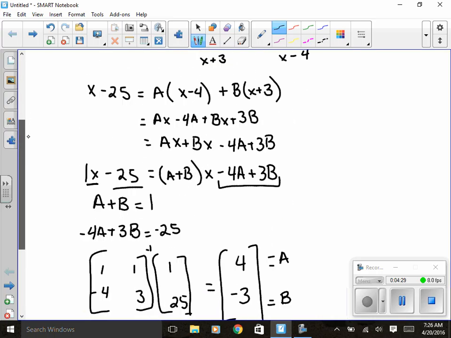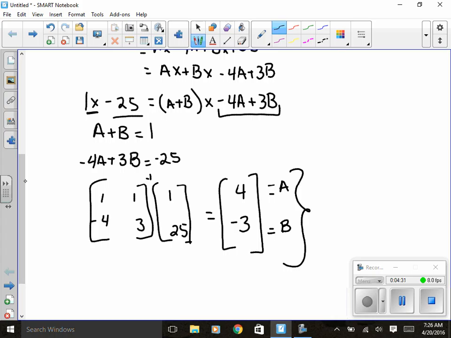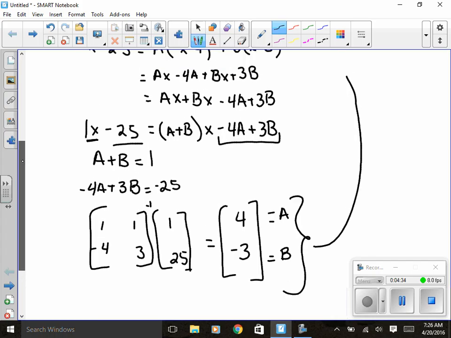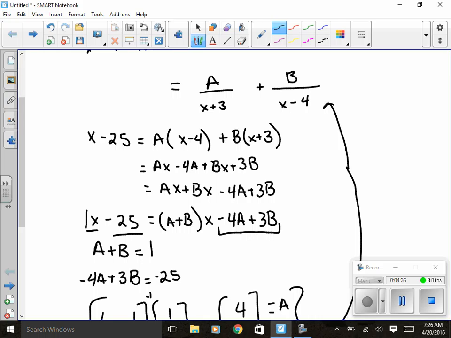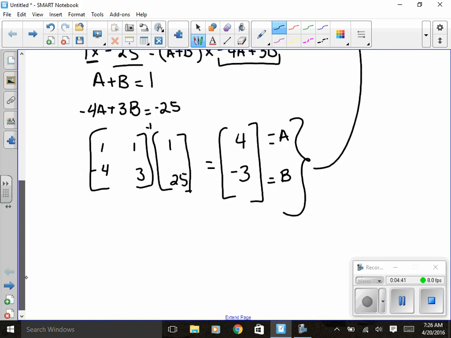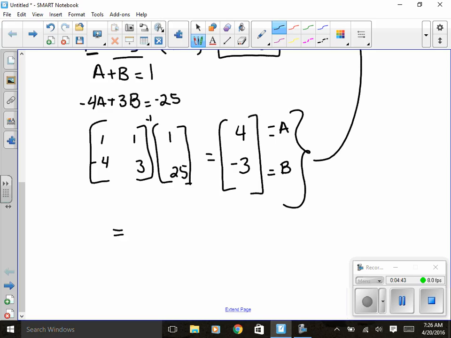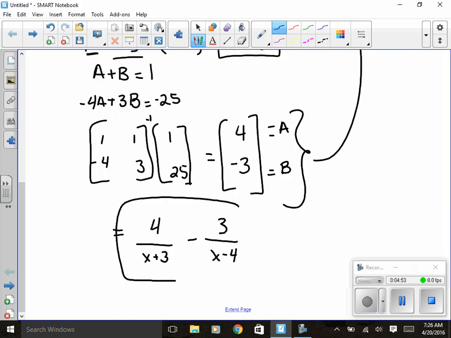So I can go back and take this and put it all the way up here into this original, so that my final answer, my decomposition of partial fractions, is 4 over x plus 3 minus 3 over x minus 4. We got another example here. Actually, we have another two, hopefully, in which you're going to catch on to the pattern here.